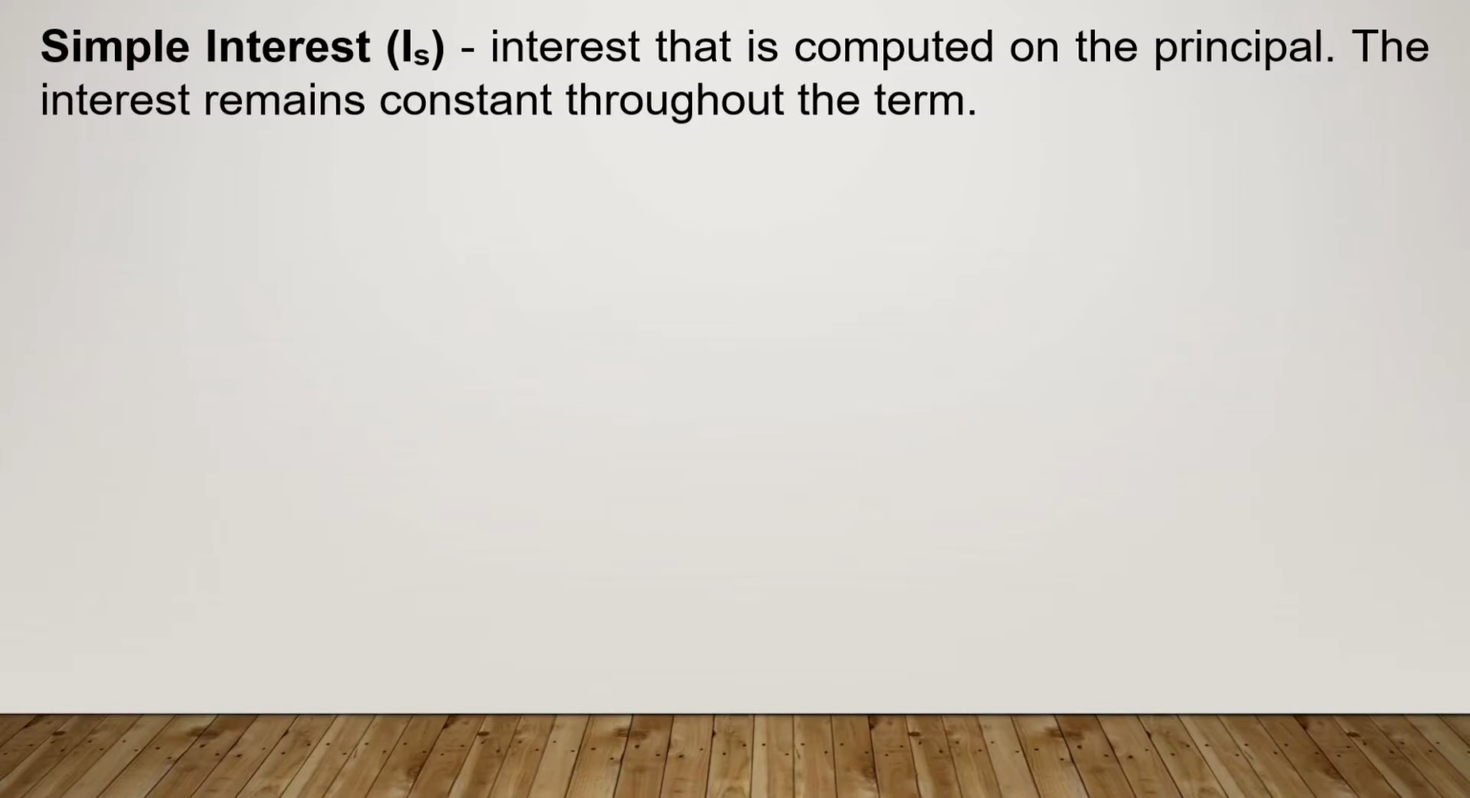The first one is the simple interest, with the symbol capital I sub S. It is an interest that is computed on the principal. The interest remains constant throughout the term. It means even though the term is 3 years, the interest is the same. If the interest rate is 5%, there's no need for you to worry about the increase of the rate. When we say simple interest, it is constant.